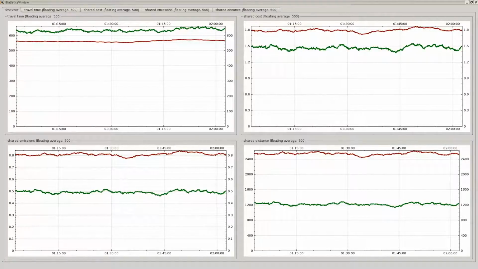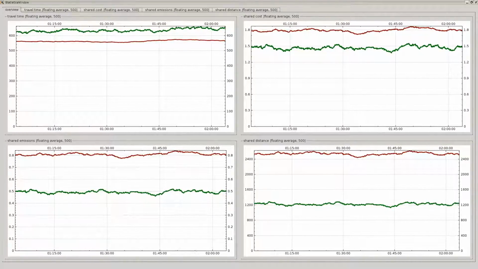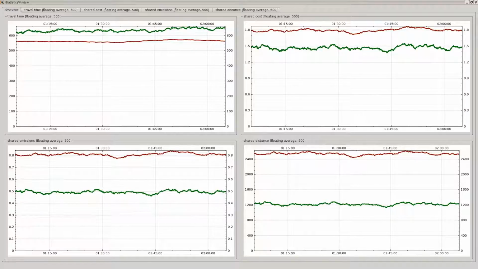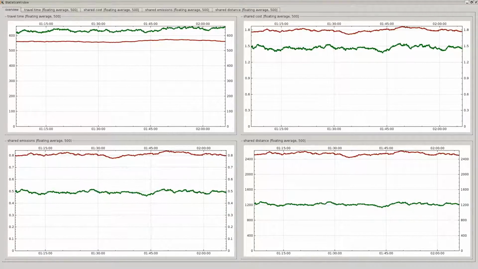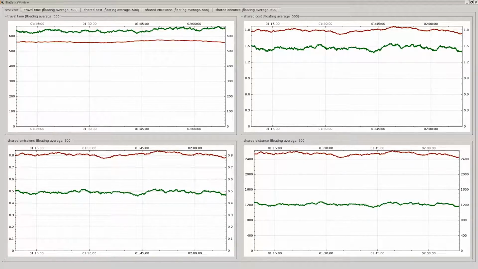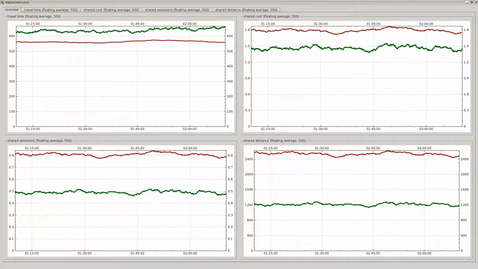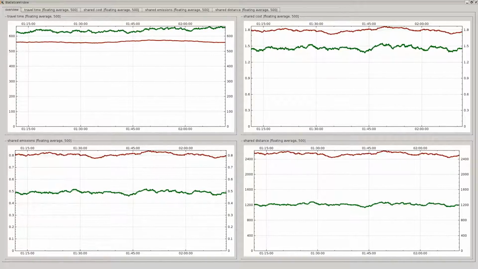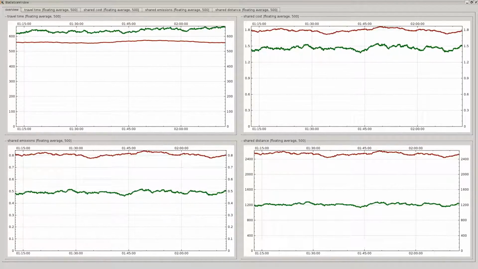Regarding the average emissions per person, the situation is even better. In the first scenario we had 1 kilo of CO2 per person. Here the emissions are reduced to 800 grams of CO2 for private vehicles and further to 500 grams of CO2 for Seemo. Again, we can see the advantages of sharing the Seemo vehicles.